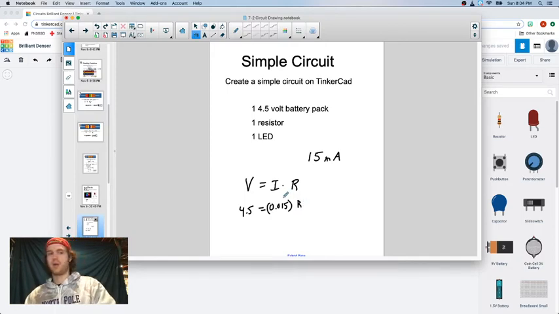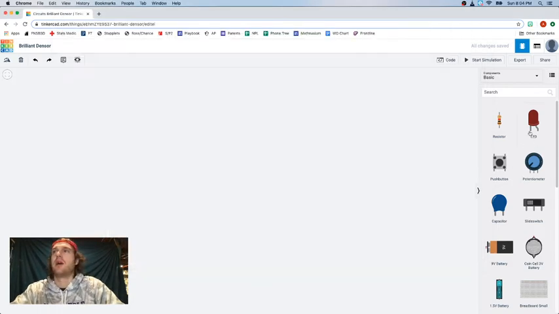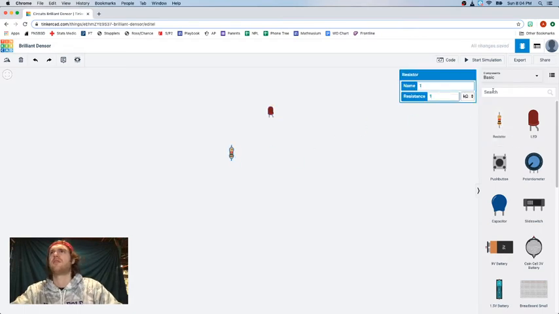So let's go ahead and grab a calculator and figure out what that is. 15 milliamps. Yeah, I think that's right. 4.5 divided by 0.015. Okay, it says here if you divide both sides, we want our resistance to be around 300 ohms. Okay, so I'm going to go into my circuit. I'm going to grab an LED. I'm going to grab a battery pack. I'm going to grab a resistor. So let's see here. Search.